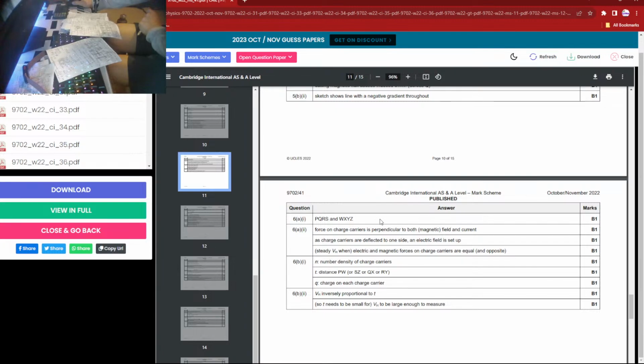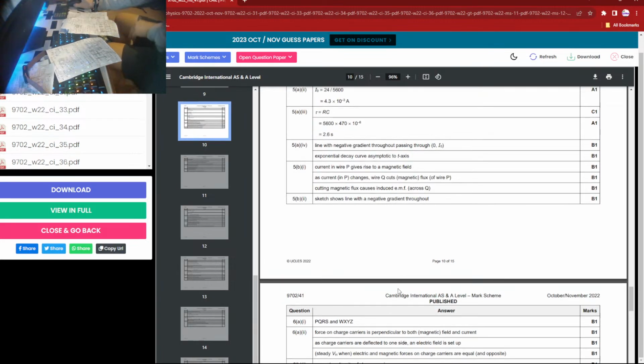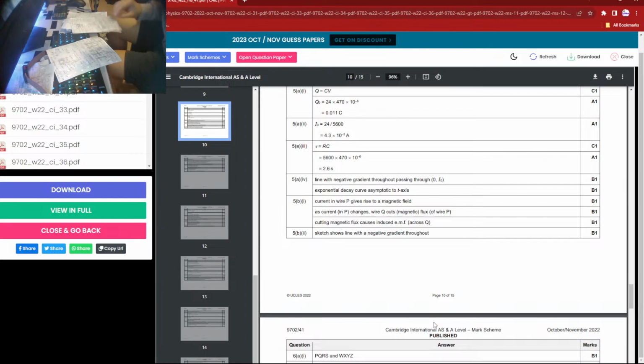N is the number density of charge carriers. Okay. T is the distance of PW, which is basically the thickness, but yeah, I guess that's too vague. Charge on each carrier. Okay. Next one, sketch shows line with a negative gradient throughout. I have B2, gosh, so I got that one wrong. Yeah, makes sense. Okay.